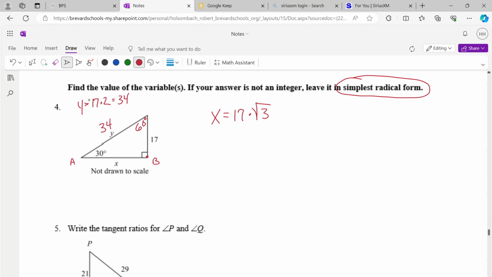All right, so find the values of the variables. X is going to be equal to 17 radical 3, and y is going to be equal to 34.